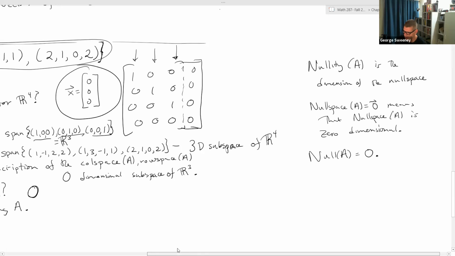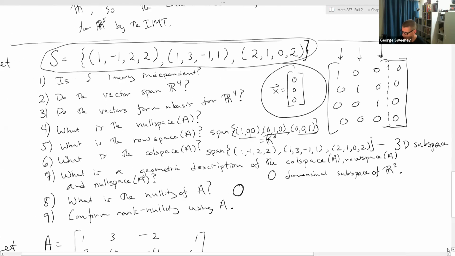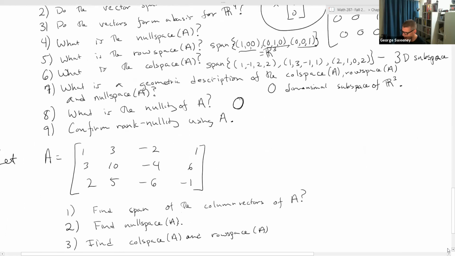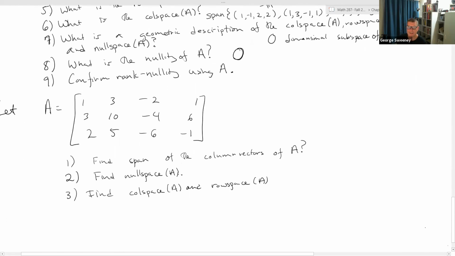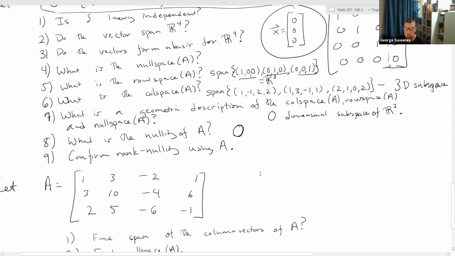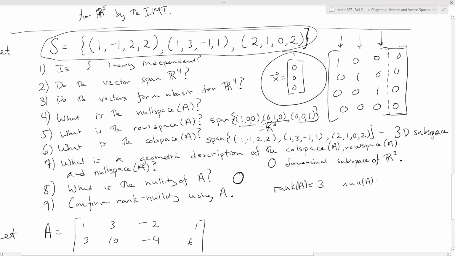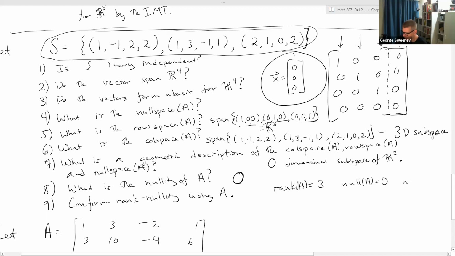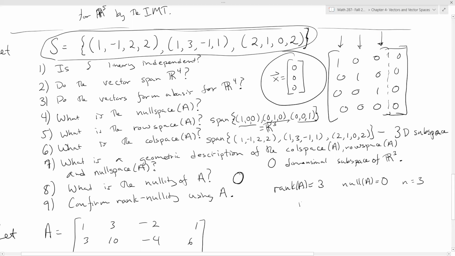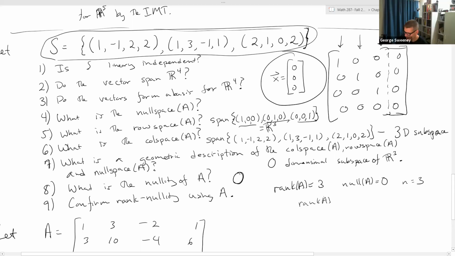All right. I want to go and confirm rank-nullity of A. What's the rank of A? Rank of A equals 3. N equals 3. Nullity of A equals 0. So rank of A plus null of A equals 3 plus 0, which equals 3, which equals N. Done.